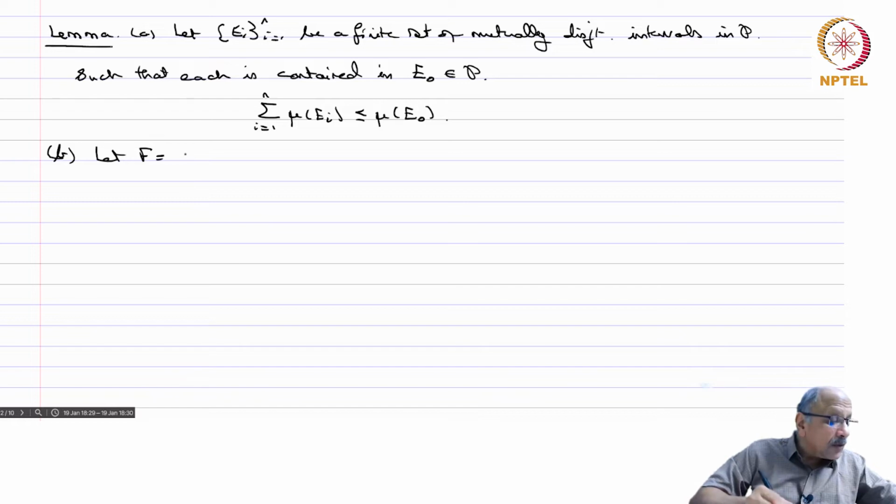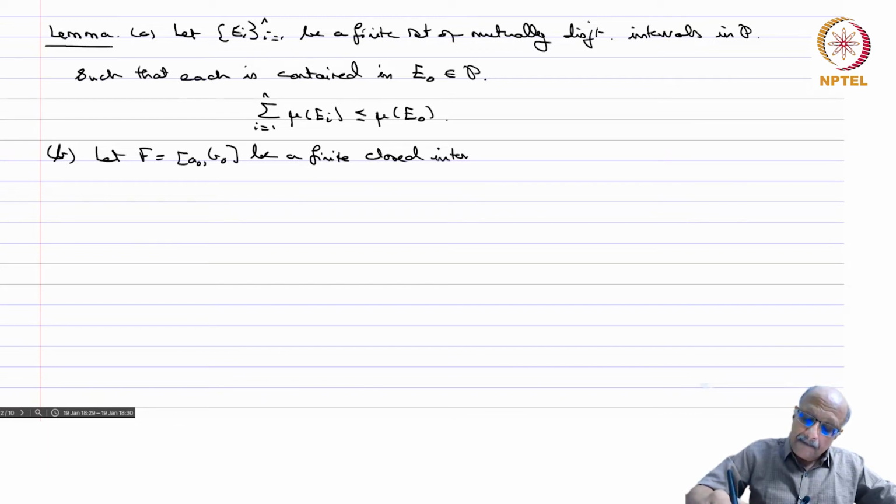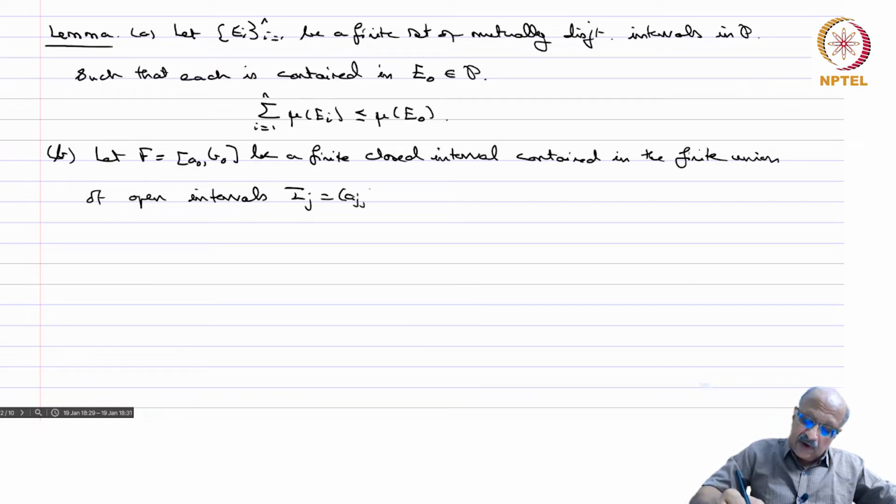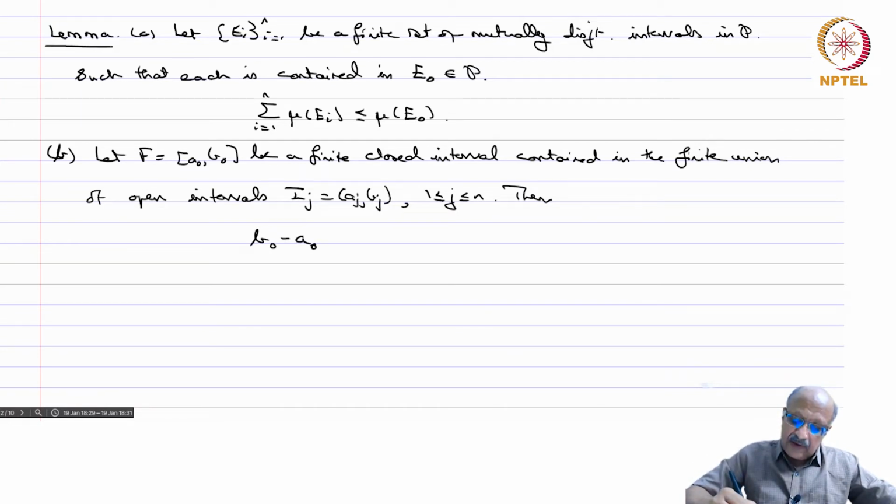But yes, part B: let F equal to [a_0, b_0] be a finite closed interval contained in the finite union of open intervals I_j equals (a_j, b_j), 1 less than or equal to j less than or equal to n. Then again more or less obvious, b_0 minus a_0, the length of that interval, is less than or equal to the sum of all these intervals, so the sum over j equals 1 to n of b_j minus a_j.